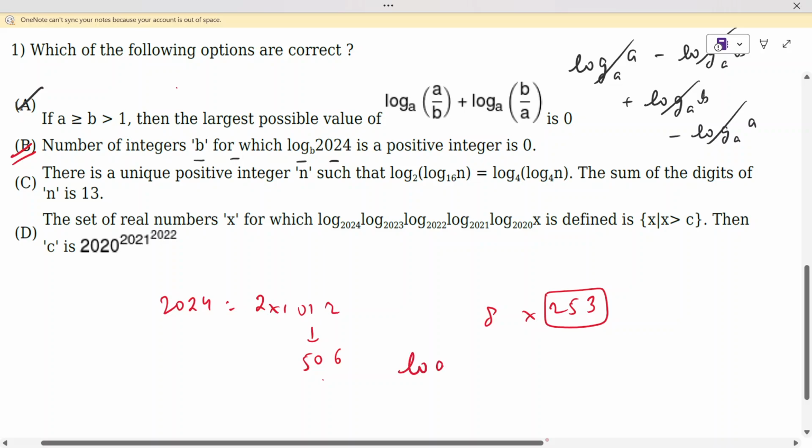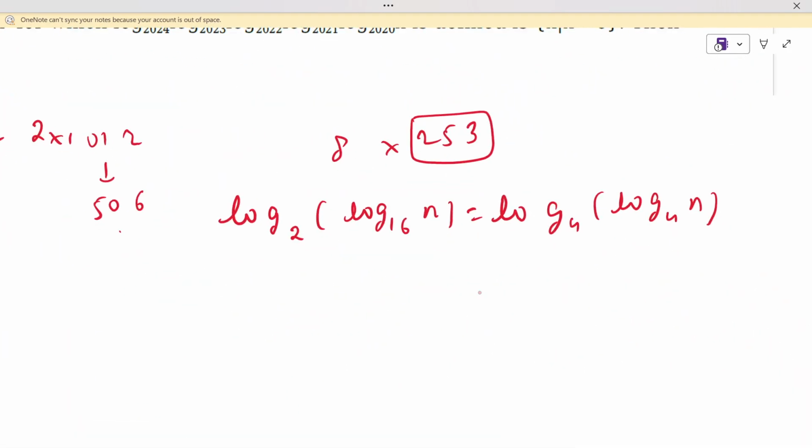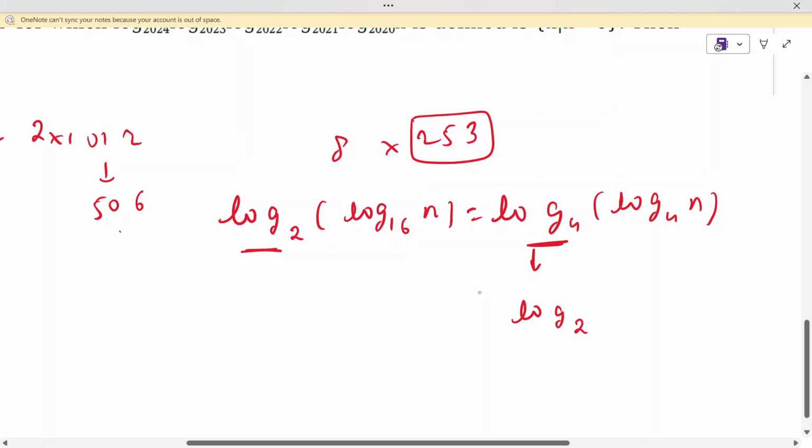So this equation is log base 2 of log base 16 of n should be equal to log base 4 of log base 4 of n. Regarding this equation, you should understand: here we have to compare log base 2 and log base 4. So first we should make the base identical. So this will be log base 2 of log base 4 of n, and now this power will come and divide, so 1 by 2 will be there.